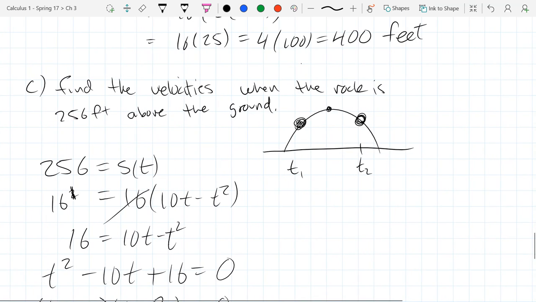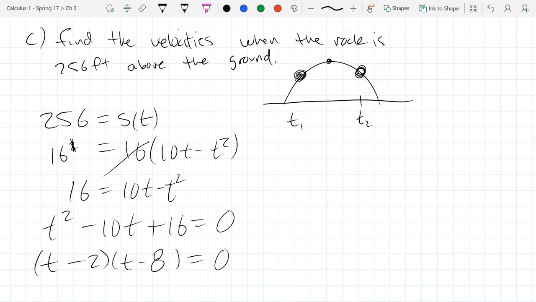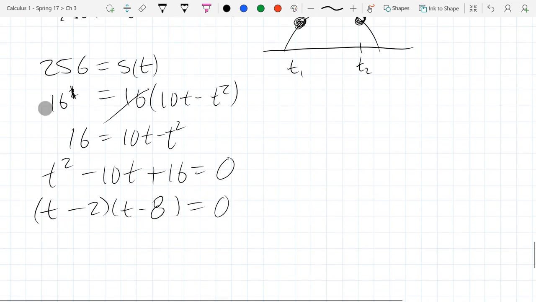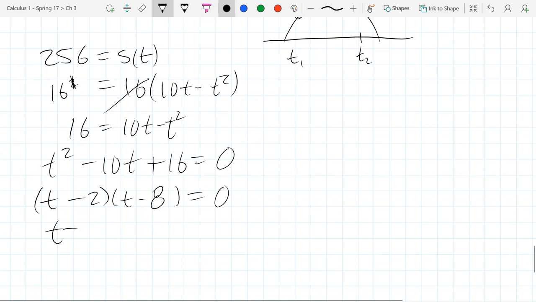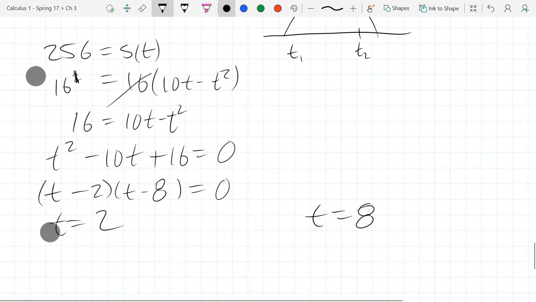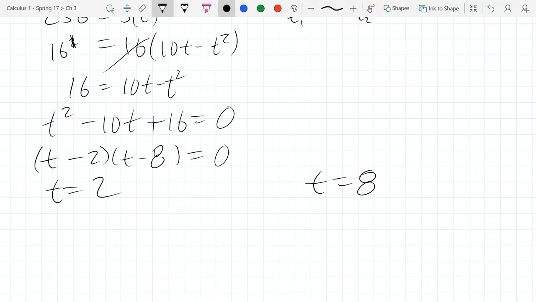Does that answer our question? No, we didn't look at all of velocities, so we know times. How do we turn times into velocities? So we got t equals 2 and t equals 8. What function do I use? What if I go s of 2? What will I get? I'll get 256. That's the height, exactly where we got these from. So if I use s, that's not what I need. What function should I be using?